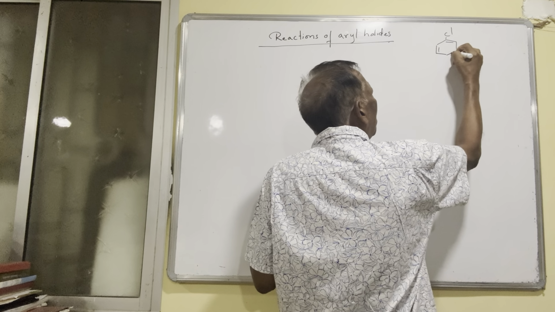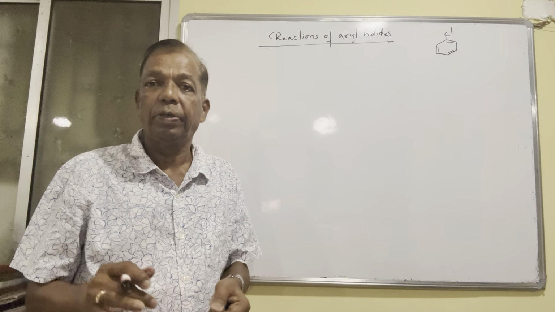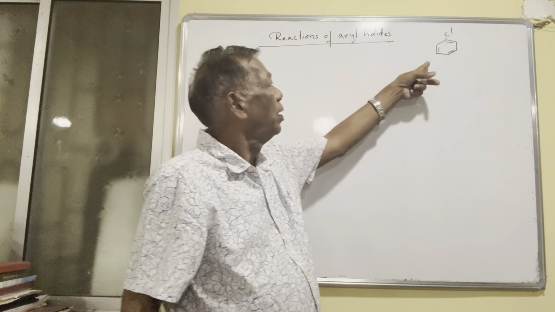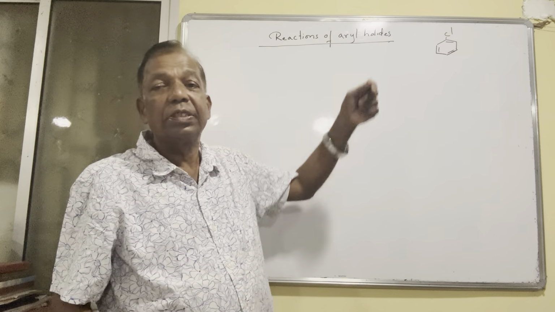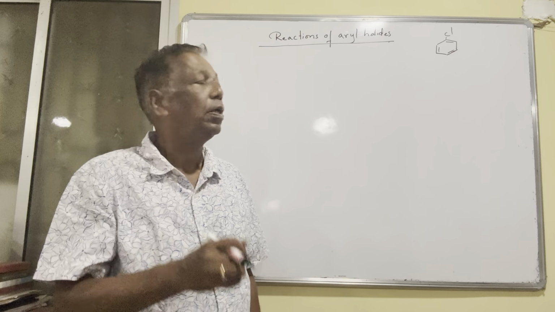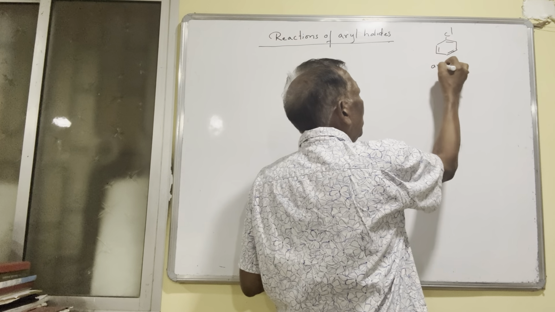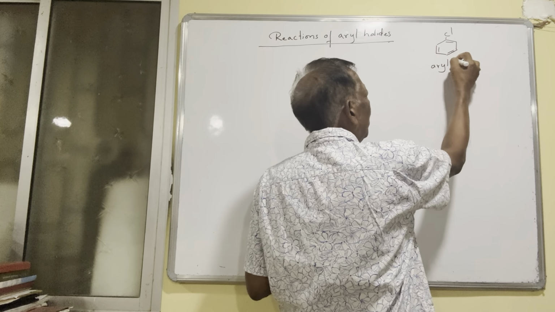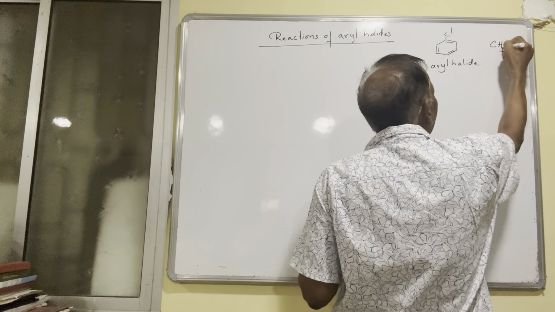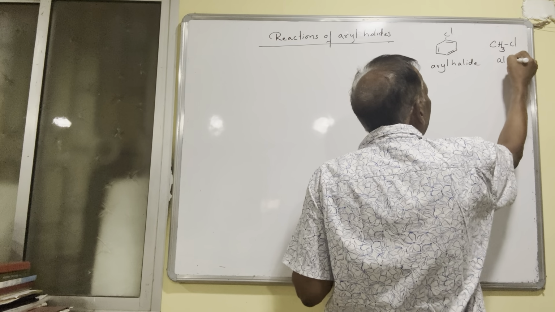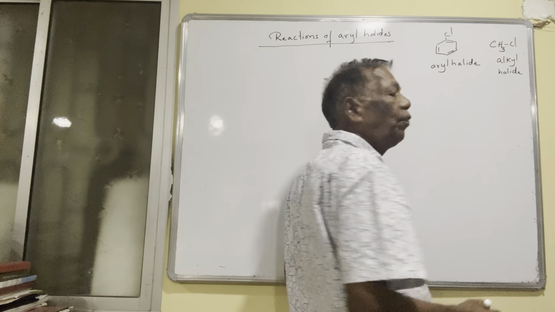Let me be very specific. You have to form the bond properly here. It should be a straight line, and the length of the bonds in all these cases should be the same. Now this is chlorobenzene. This is called aryl halide. And this is alkyl halide.